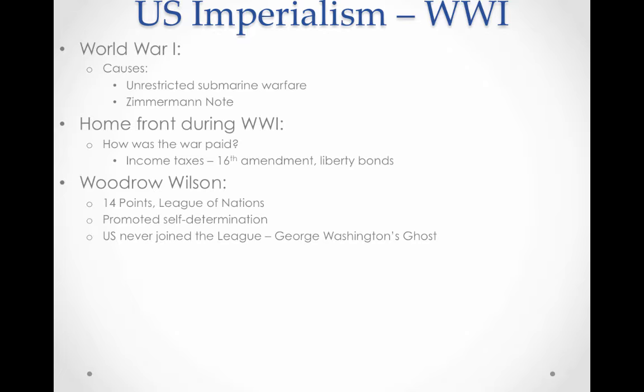What do we mean by that, Mr. Lawrence? Well, George Washington, when he left office, he warned us of two things: the growth and influence of political parties, but also not to get involved in foreign military alliances.